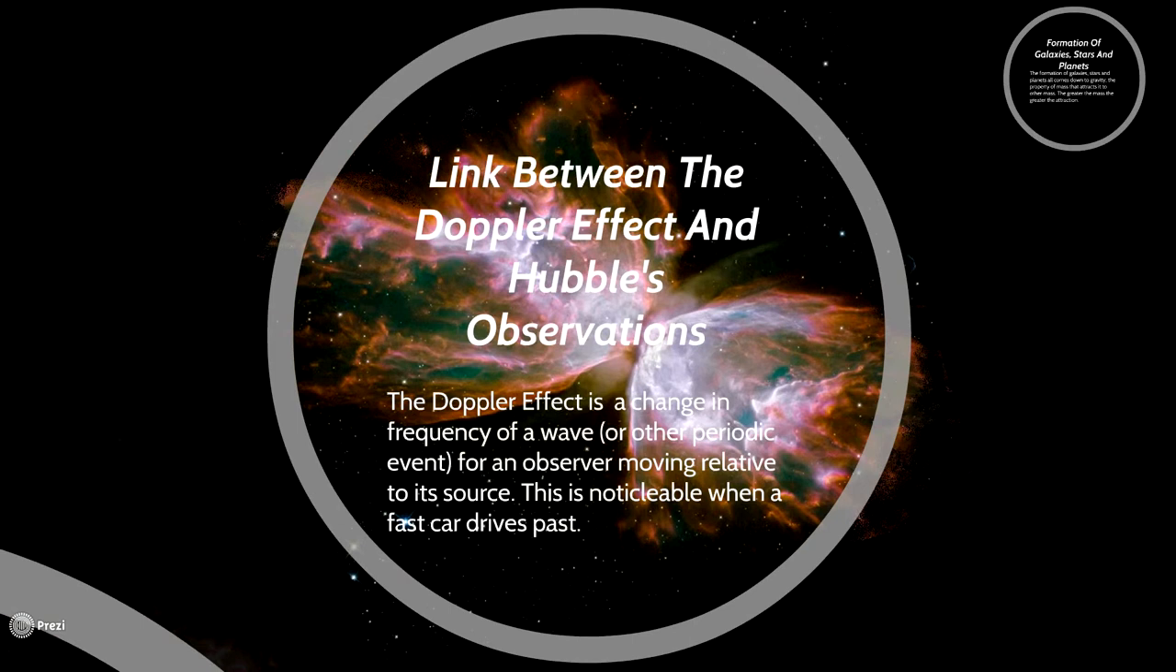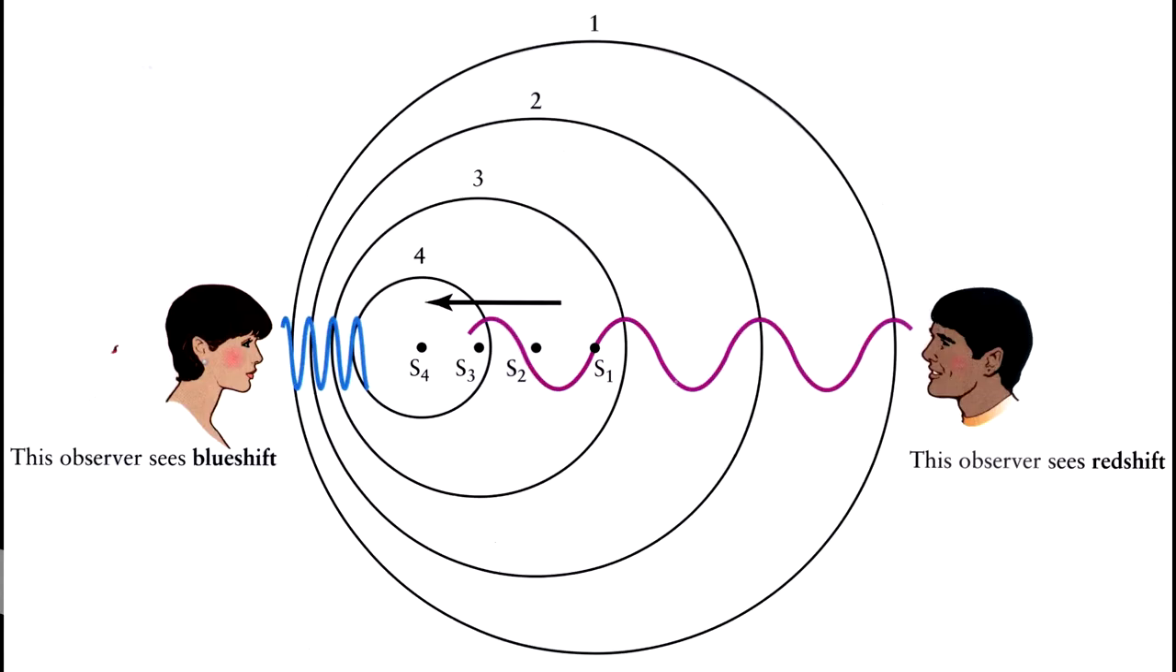The Doppler effect is a change in frequency of a wave, or other periodic event, for an observer moving relative to its source. Compared to the emitted frequency, the received frequency is higher during the approach, identical at the instant of passing by, and lower during their recession.